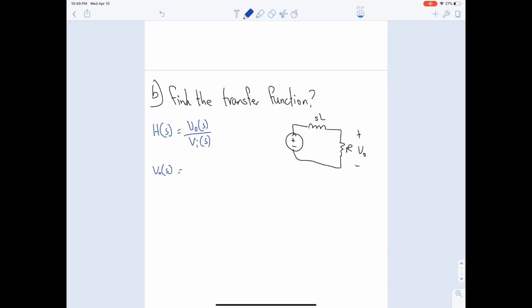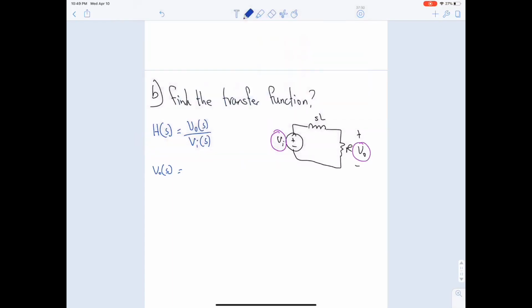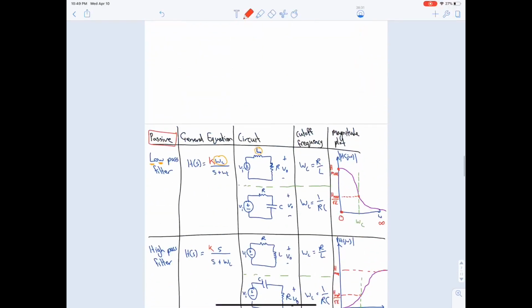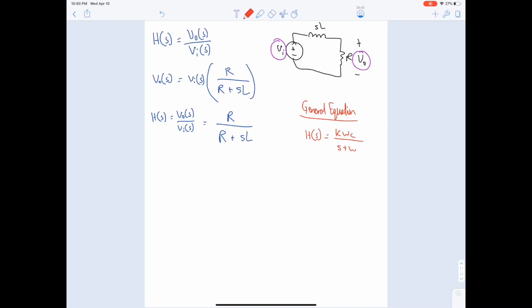Now give me a relationship, an equation that relates V output with V input. Of course, it's voltage division. So it's V input in terms of s multiplied by R divided by R plus sL. The transfer function is V output of s over V input of s equal to R over R plus sL. Now we're not done yet. Why? Because we need to convert this into the same format as the general equation. What was the general equation of a low pass filter? It was H of s equal to K omega c over s plus omega c.